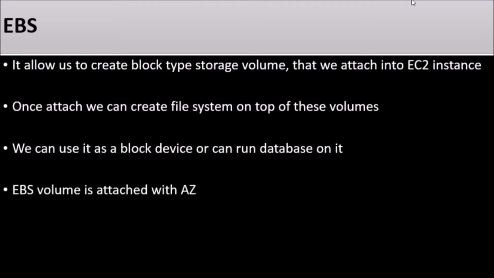Okay, and then EBS volume is attached with availability zone. So EBS volume is attached with availability zone or AZs. So we can attach EBS to the instance which are available only in that particular availability zone. We cannot attach EBS which is present in one availability zone to the instance which is present in another availability zone. We will check it in the video where we will have hands-on on EC2.